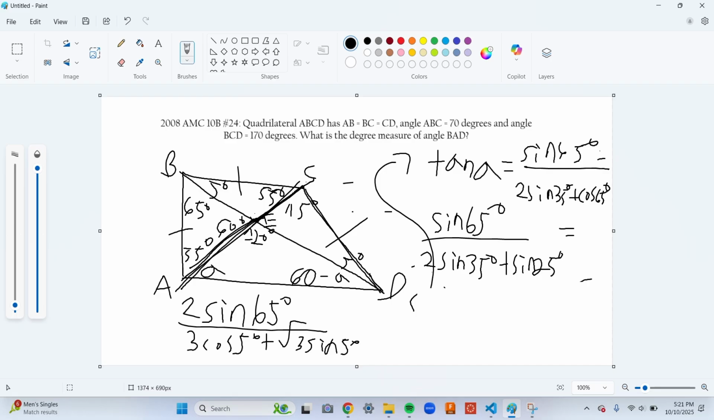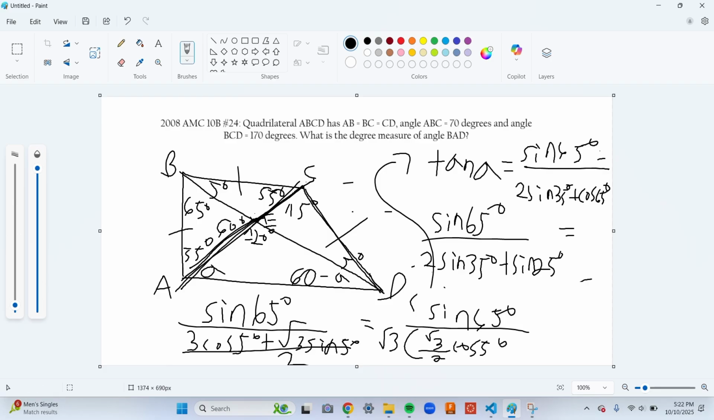Okay, now we can distribute this. So actually, no, never mind. Let's keep the 2 down here. So now we can factor out a root 3. Sine 65 degrees, then we can say this is equal to root 3 times root 3 over 2 cosine 5 degrees plus sine 5 degrees over 2.